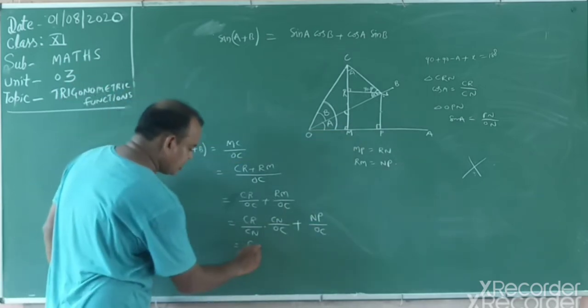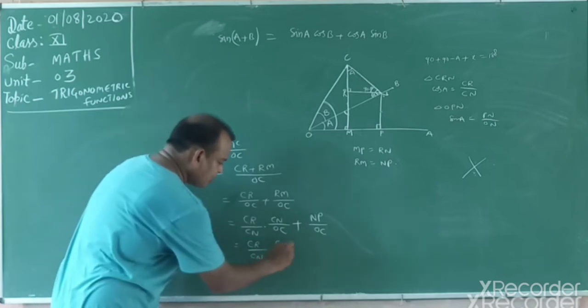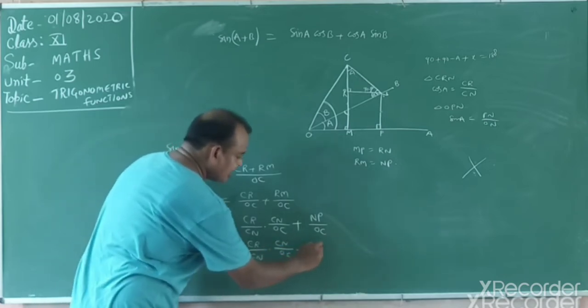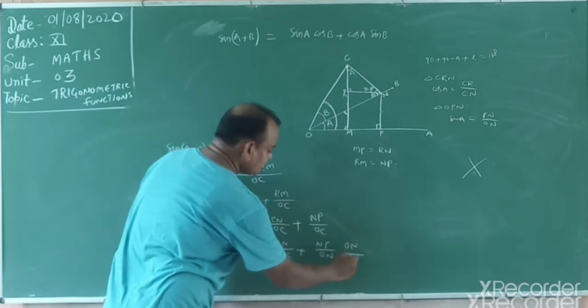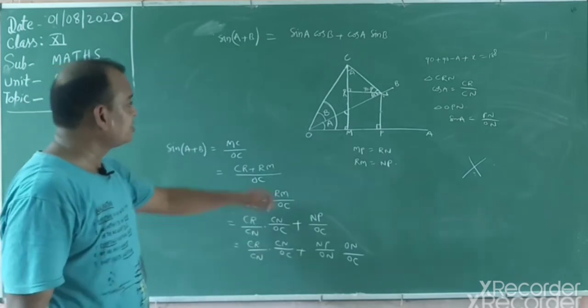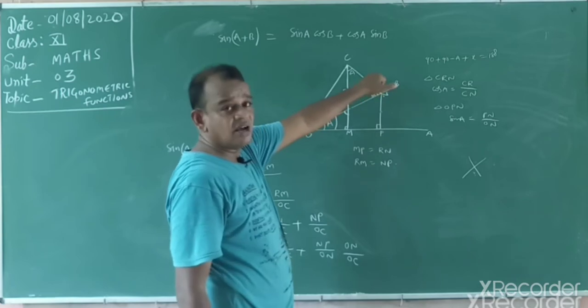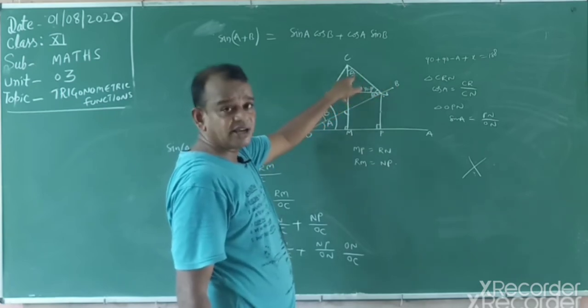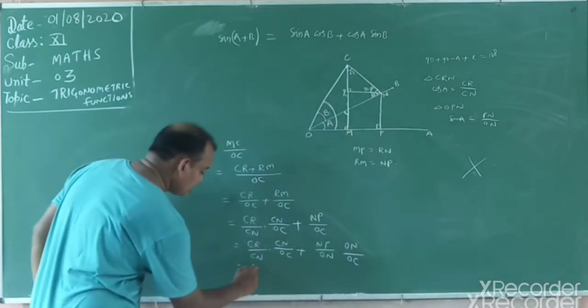Now CR by CN into CN by OC plus NP by ON into ON by OC. Now definitions apply. Here CR by CN, CR means this one, CN means this one. Adjacent side by hypotenuse, that is the cos of the angle. What is the definition of the cos? This one by this one. This is cos A.